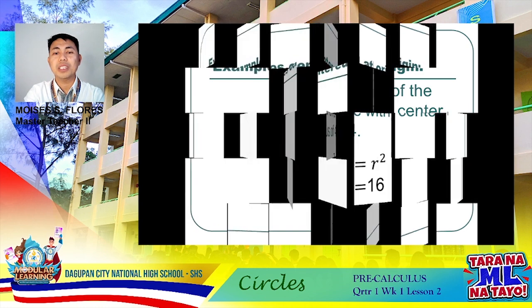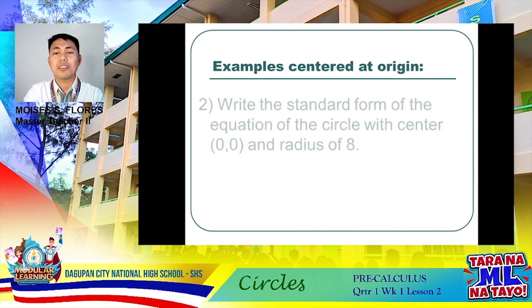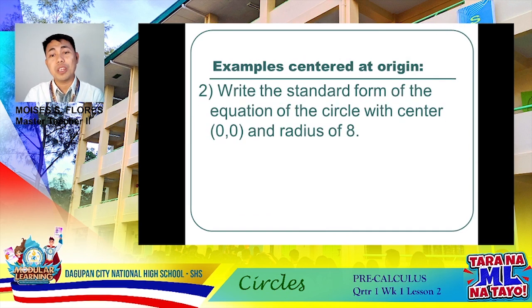Let's have another one. Still centered at the origin. Write the standard form of the equation of the circle with center at the origin and a radius of 8. Yes, you're right. The answer is x squared plus y squared equals 64. Because your r is 8, you just square it. 8 squared is 64.